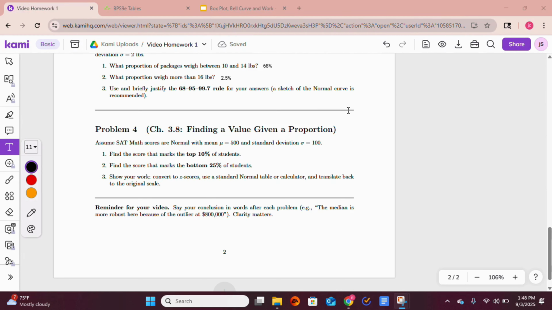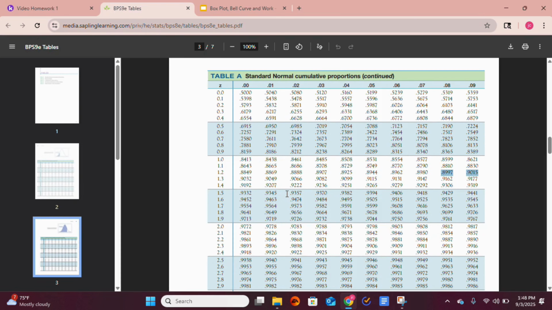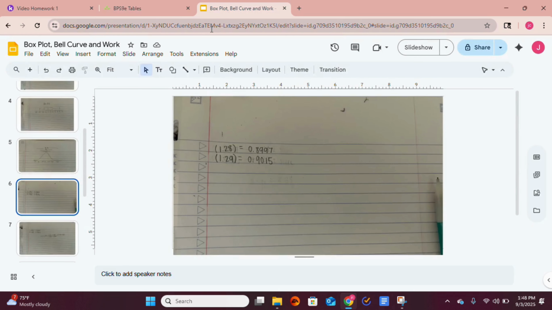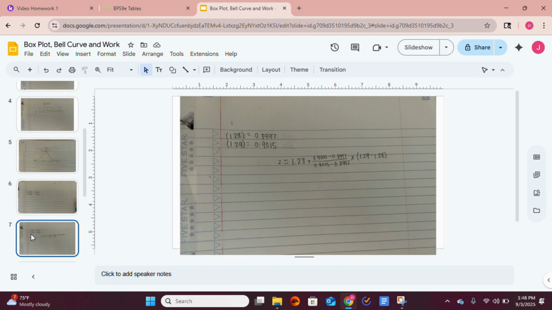So using this, we need to find numbers closest to 0.9000 in the body of our z-score table. I believe the closest numbers are 0.8997 and 0.9015. Now, this part can get a little complicated, but I'll explain it to the best of my abilities. First, I just started by writing the z-score and the corresponding decimal points so we know what we're working with. Then we set up an equation to find the exact z-score that corresponds to 0.9000, since we did not have an exact one in our table.